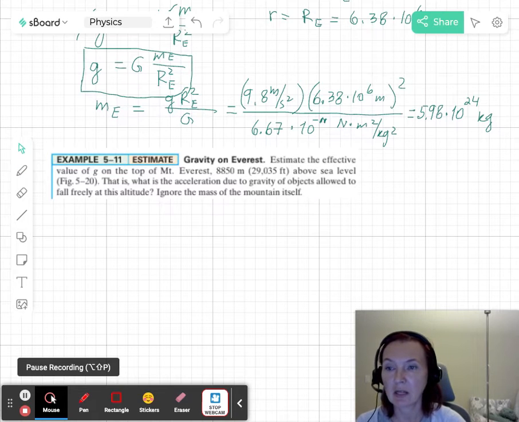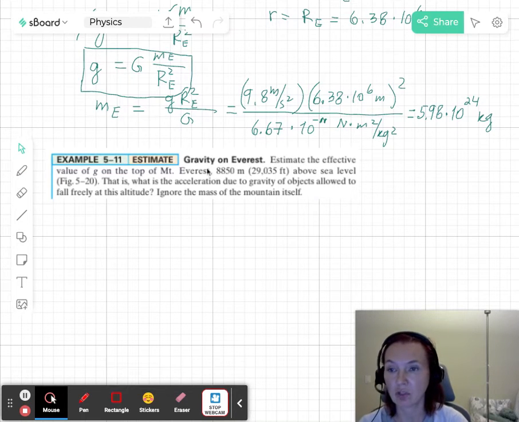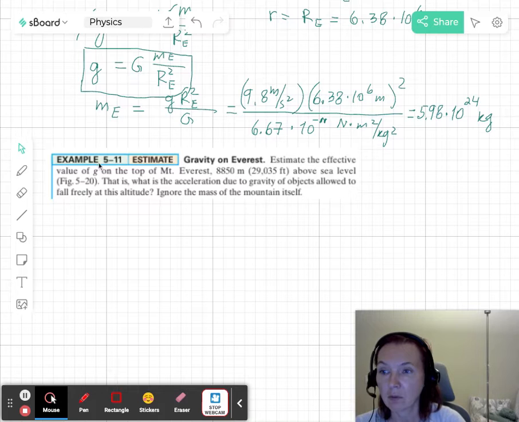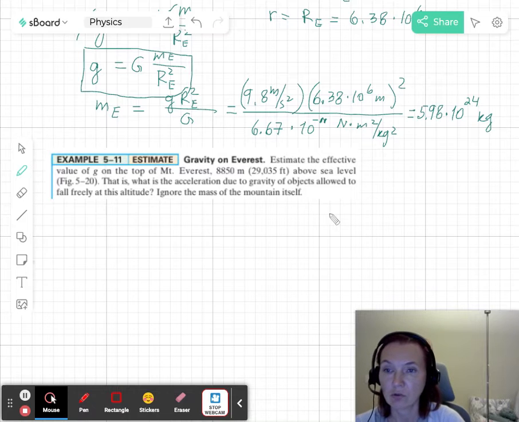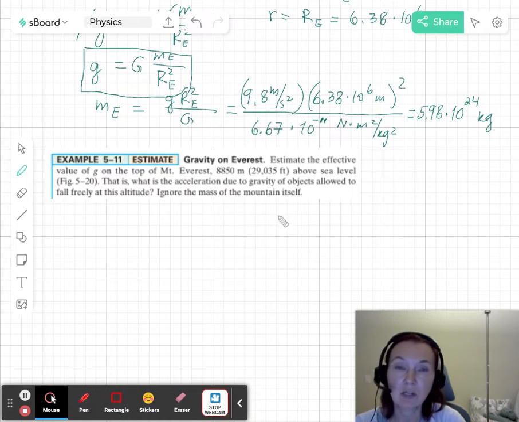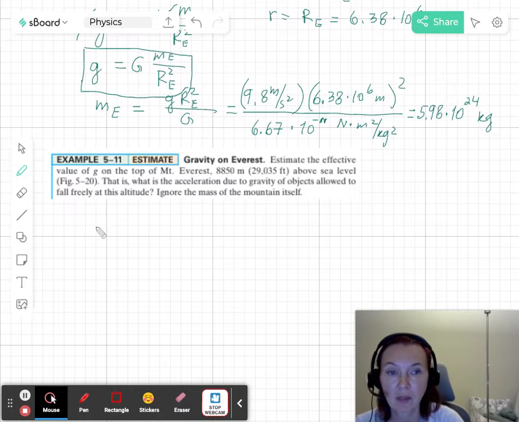In this example, we will calculate gravity on Mount Everest, which is very high. It is 8,850 meters above sea level. We will calculate the value of g on top of that mountain. In other words, what is the acceleration due to gravity of objects allowed to fall freely at this altitude. And we will ignore the mass of the mountain itself.